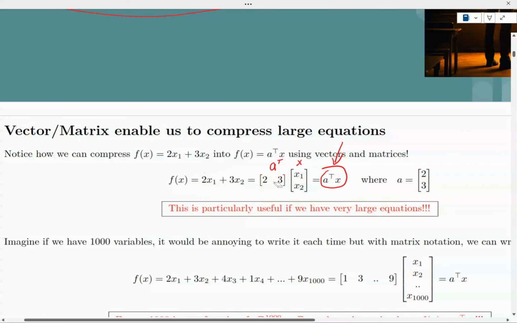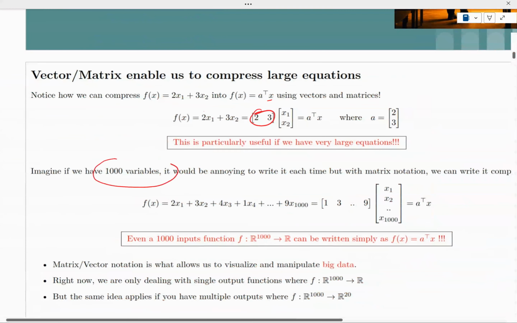This is only particularly useful if we start working with very, very large equations. In this case, we only have two variables. But what if we have 1,000 variables? Without this notation, we would need to write x1, x2, x3, all the way to x1000. But given this vector notation, we can represent all the numbers here as a single vector, and all the variables we can group into a single vector called x, with A transpose.